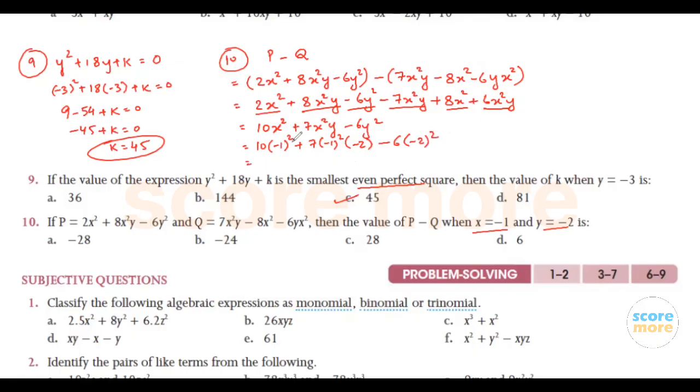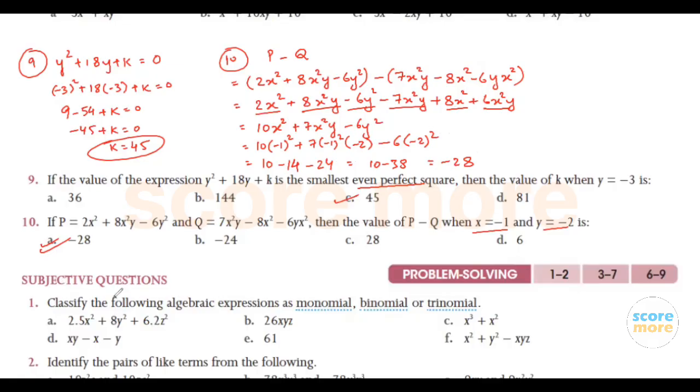-1 का स्क्वायर बिकम्स +1, तो ये 10 आ जाएगा. -1 का स्क्वायर बिकम्स +1 एंड 7 2 ज़ा 14, तो ये आ जाएगा -14. -2 का स्क्वायर बिकम्स 4 एंड 4 6 ज़ा 24, तो ये आ जाएगा -24. सो 10 -14 -24. So answer will be 10 minus 38, and that comes out to be -28. So answer is A part, that is -28.